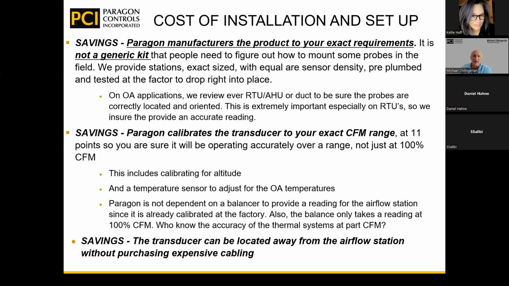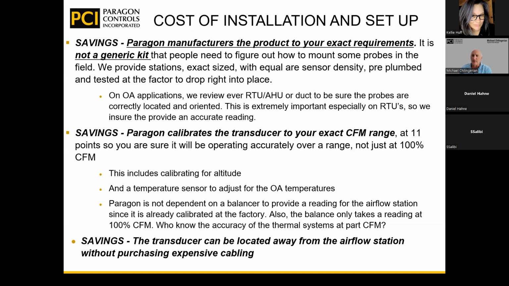We calibrate our equipment at 11 points before it ships out. So we're getting the whole range of how the device works to make sure it works correctly. It's not just testing one individual sensor and saying we've got this certain accuracy. We're testing the whole system. We calibrate it for the altitude. When we're doing outside airflow measurement, like we've been talking about most of the time, we provide a sensor so that we can correct for the density of air as well. So we're not dependent upon other people for doing that kind of stuff for us.